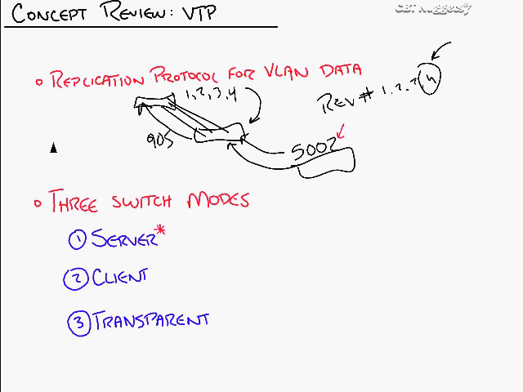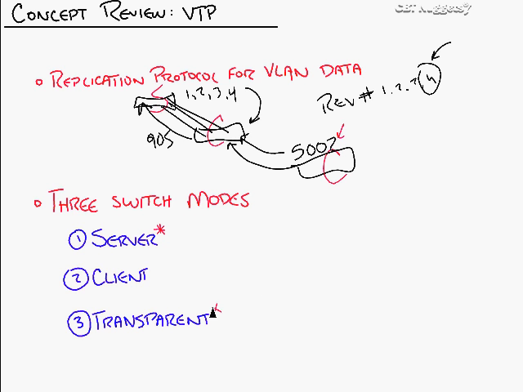Now, the client is the safe mode. A lot of companies will pick one server in their network, they'll designate the server, and all the rest of their switches will be clients, because a client can't change anything. It can't create, it can't delete. All it does is it receives the updates from the server. So this gives you a central point of control and a central point of security for those VLANs.